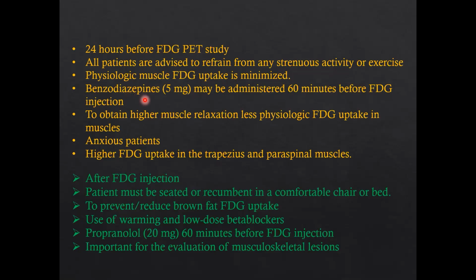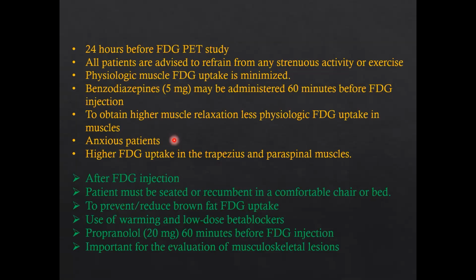If needed, benzodiazepines 5 milligram may be administered 60 minutes before FDG injection, to obtain higher muscle relaxation and less physiologic FDG uptake in the muscles, in anxious patients, and higher FDG uptake in trapezius and paraspinal muscles.